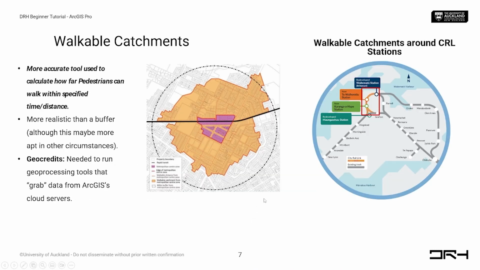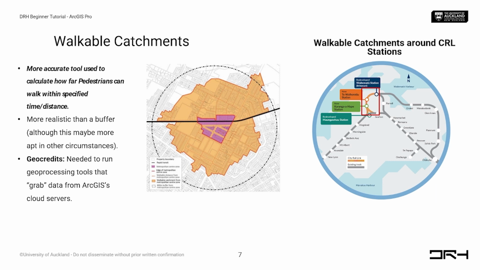Cool. Today we're going to be looking at walkable catchments. There's two types of walkable catchments in this image. First, you have the buffer, which is a more basic walkable catchment. It shows how much distance a person can cover within a specified time. This is, I think, 800 meters, which is a 10-minute walk. But it's not really accurate, as you can see, because obviously people can't just walk through buildings. So it's not that accurate.